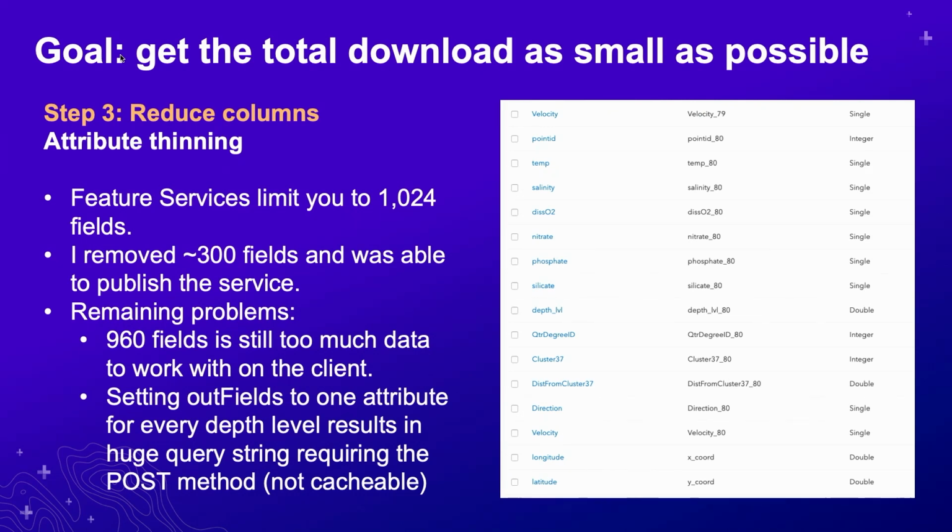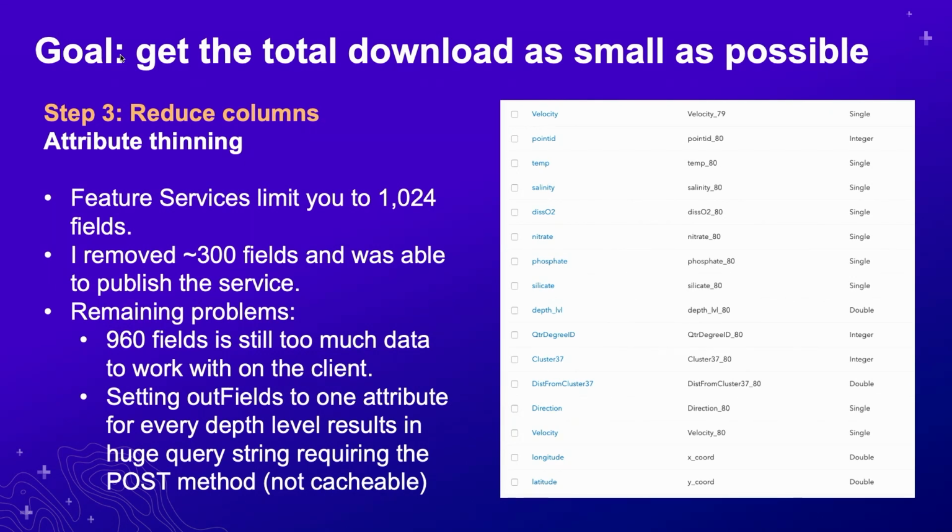But that still had the problem of too much data. We can't render all 900 attributes of data in the browser at once. It's not usable. And so I started to query only for one attribute at a time. And what I mean by that is not just one field, it's one attribute for all those depth levels. So if I have 80 levels of depth now, for salinity, I'm requesting 80 fields. And then if I want to do salinity and temperature, it's now 160.